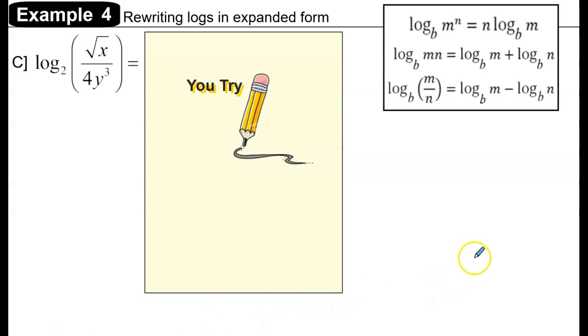Okay, then go ahead and pause the video, and you're going to try example 4 on your own. See if you can expand this log base 2 of the quantity square root of x over 4y cubed into sum and difference of individual log expressions and simplify. Okay, when you're ready to check, you can resume and we'll go over this one together.